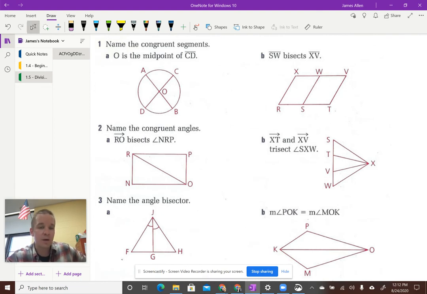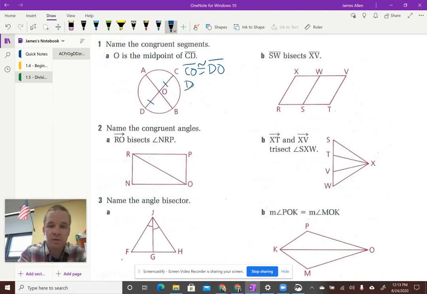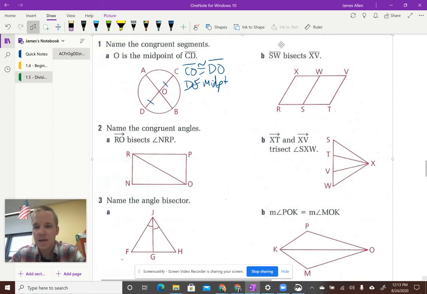So all we're going to do in this one is say what we can conclude based off of this given information. So we'll just do these together. Normally in class we would do these in your small groups. It says that O is the midpoint of CD. What can we conclude? Well, I can conclude that CO and DO are congruent. CO is congruent to DO. Can I conclude anything about AO and BO? It doesn't say that O is the midpoint of AB. And this would just be by definition midpoint.